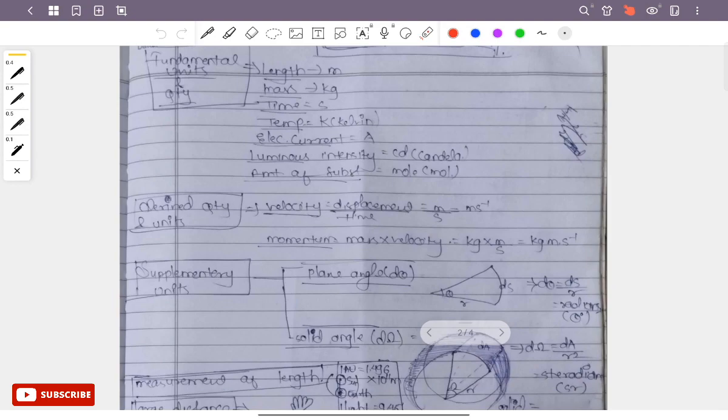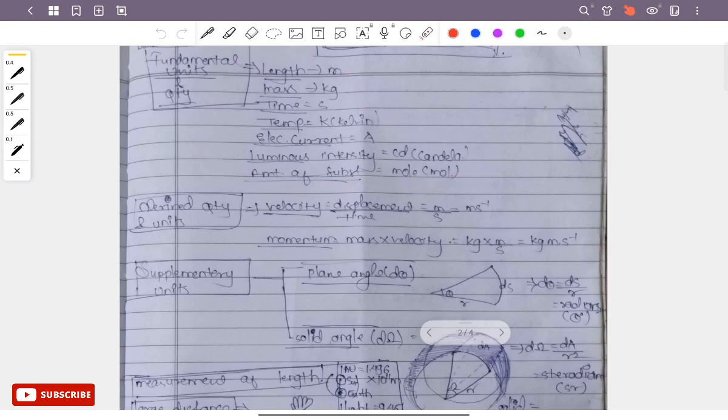and for the mass it is the kg, and for the time it is second, for the temperature Kelvin, or sometimes we use degree Celsius. For the electric current it's ampere, for the luminous intensity it's candela, and for amount of substance we use mole, and the symbol is mol. So these are the 7 fundamental units which we gonna use in chemistry and in physics for the lectures. So these units you all have to remember.